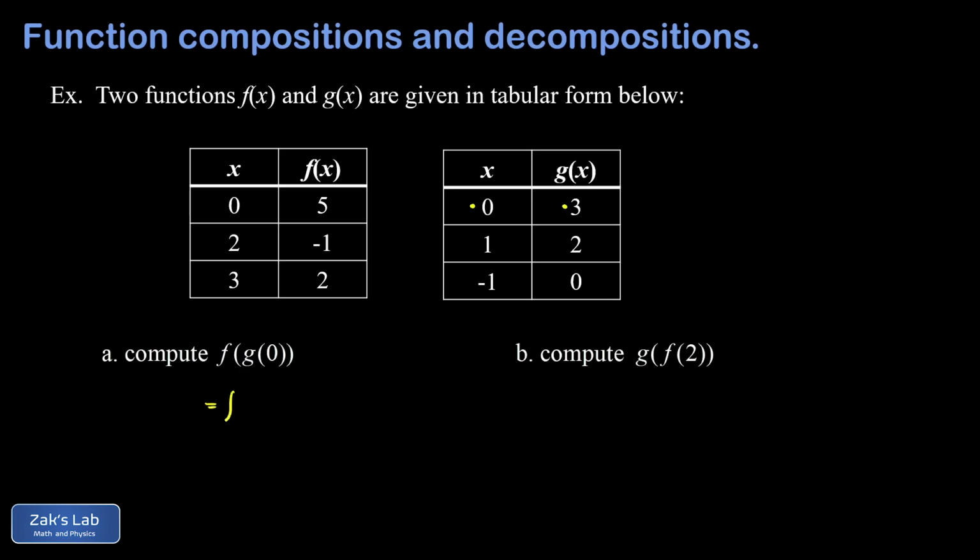So what I get out of this is f of 3. And then we just hope that the x value 3 is in the table for f of x. And of course it is. And I see that f of 3 is 2. And we're done with that one.